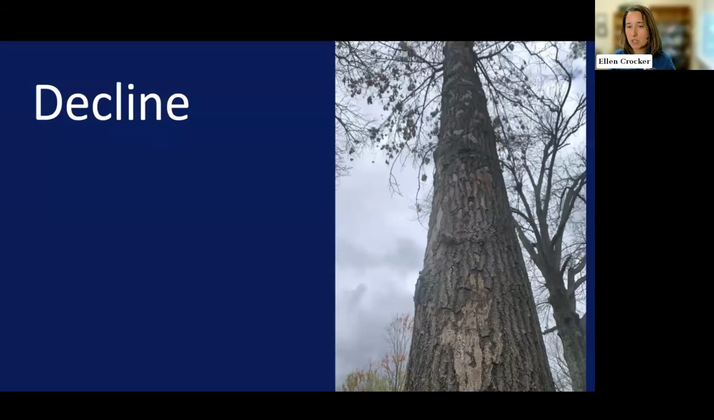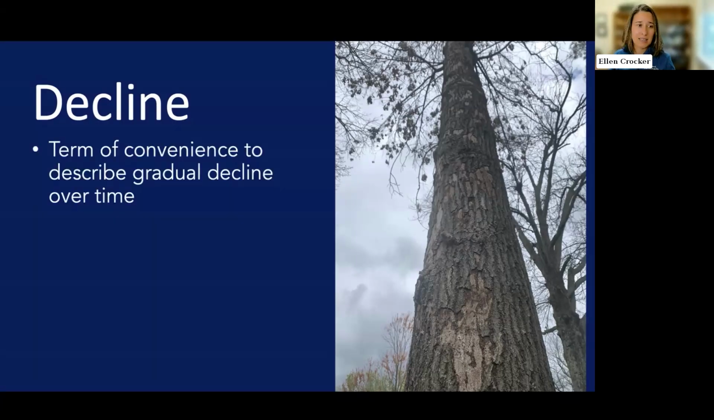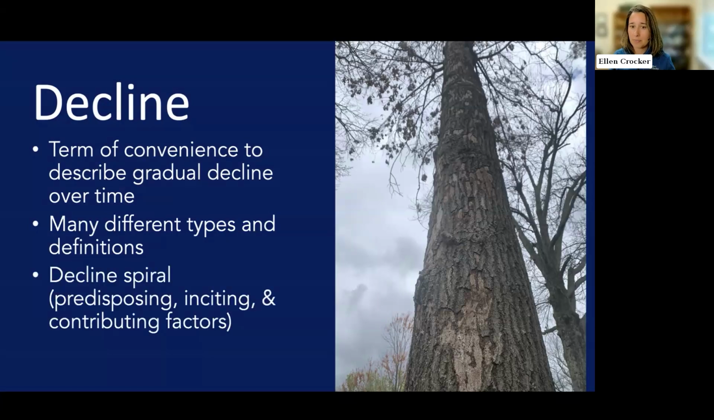So as we wrap up, I just want to mention one other thing because it comes up a lot in both the forestry and the landscape tree context, and it's decline. Decline is a general term that we use to describe gradual decline of the tree over time. There are many different definitions and types of decline, but in general, it represents this decline spiral of a tree getting worse and worse over time. And one thing that I will say is that it can be really, really hard, once a tree has started to decline, to improve its health and pull it out of there.